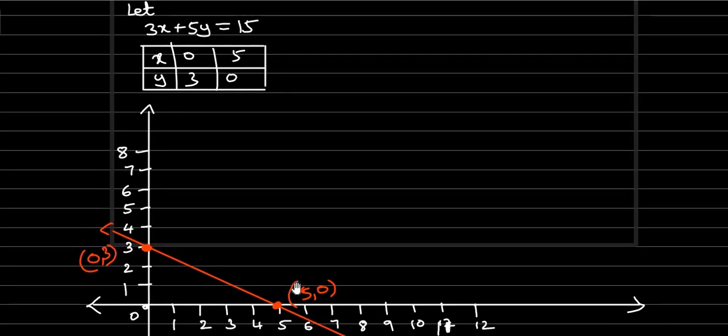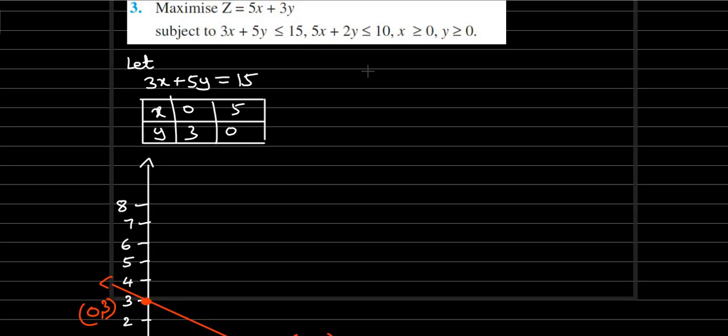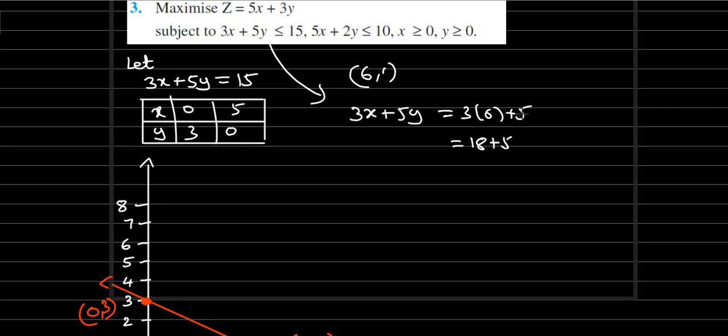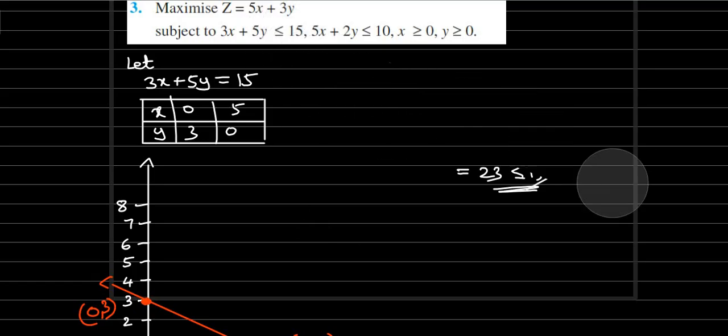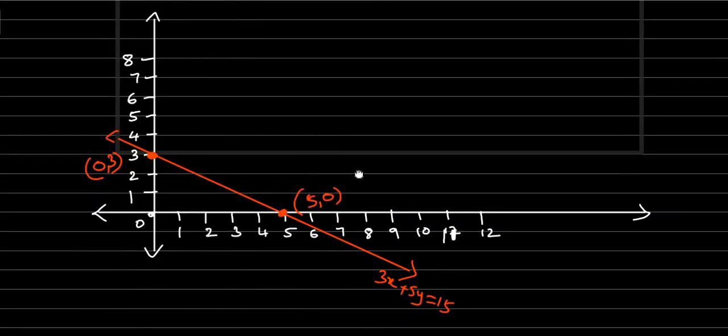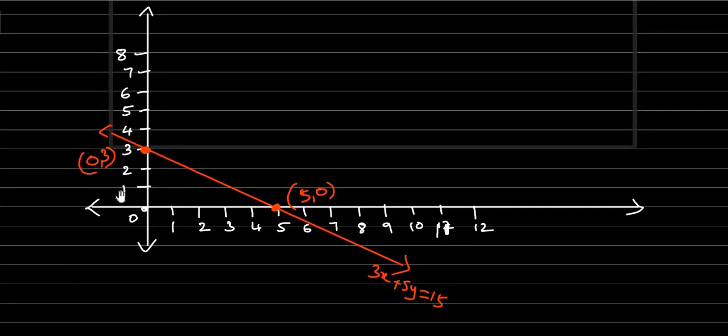So let me take 6 comma 1, and substitute it in the first inequality, 3x plus 5y. 3 times 6 plus 5, 18 plus 5, which is 23. Is 23 less than or equal to 15? Which is wrong. So that means the solution of 3x plus 5y less than or equal to 15 we don't have in this particular portion. Then obviously we will have it in the second part. So here only we will have a solution.